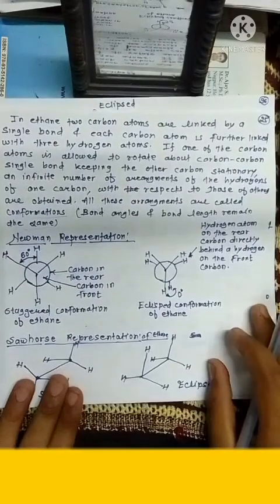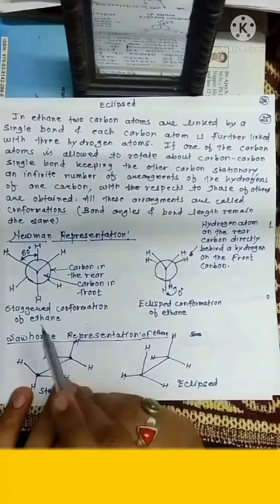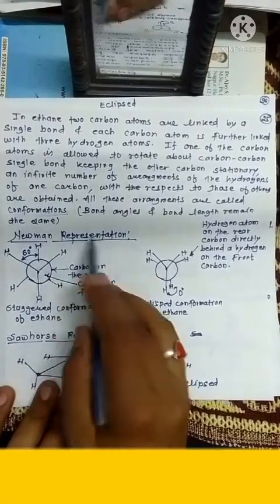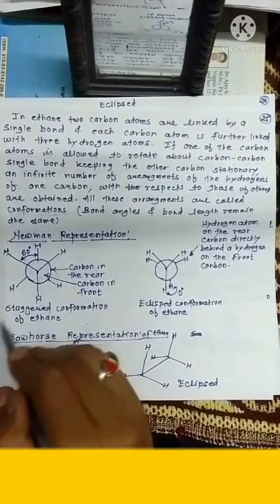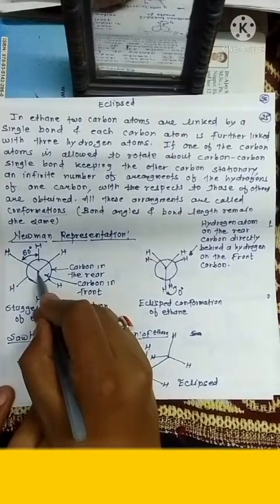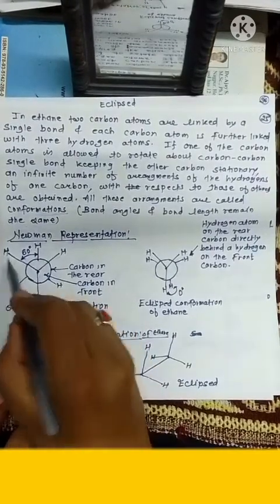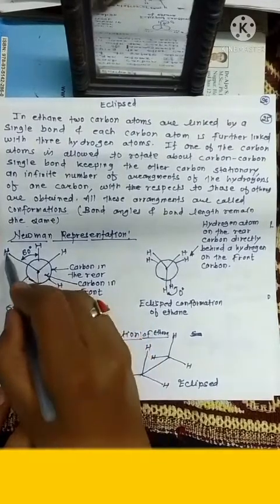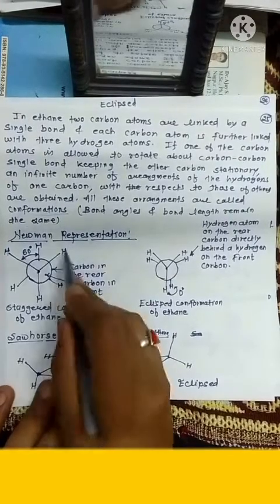Now we are going to learn Newman representation for conformers. So basically, while writing Newman representation for ethane, we first have to draw a circle. The center of the circle is considered as the front carbon atom. Then you have to draw a Y like this and put 3 hydrogens at the corners of the symbol Y.